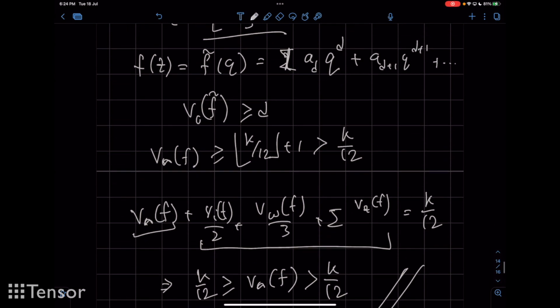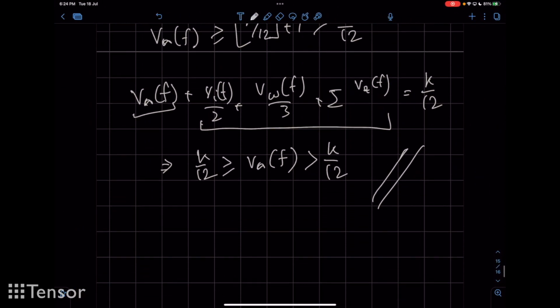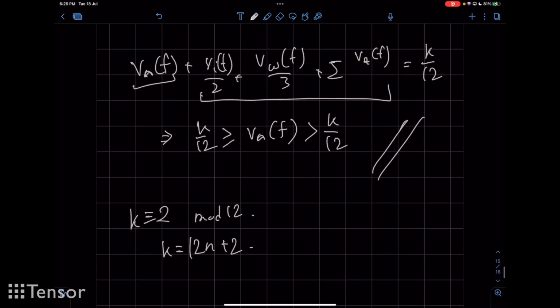Now, the case we are left with is k is 2 mod 12. K is, let's say, 2 mod 12. Then k looks like 12n plus 2, right? Also, since k is 2 mod 12, we know that 4 does not divide k.